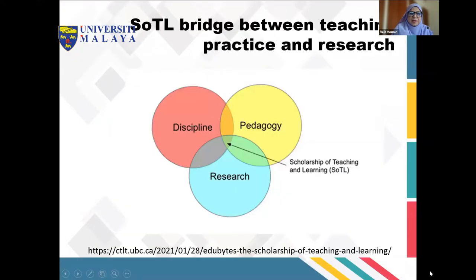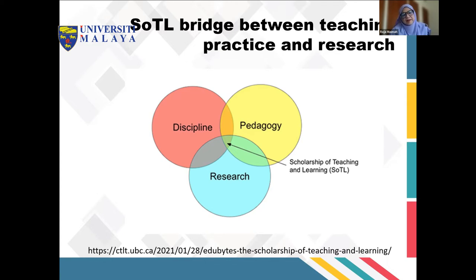Okay, now what is SoTL? As I said just now, SoTL is a bridge between teaching practice and research. And you see, you do the research on your pedagogy and you improve your discipline. So SoTL is at the middle there, if you see how the discipline, the pedagogy and the research interact. And when you start to do research on your teaching, the pedagogy, to improve your teaching, and you share it with the others, that helps to improve not just your pedagogy, but also your discipline.